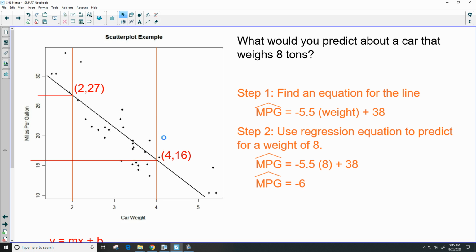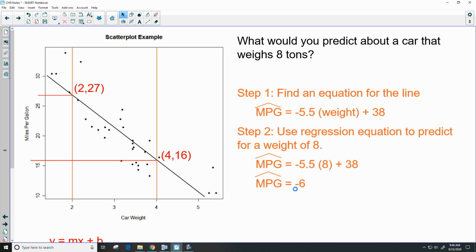So what does that mean? That means if a car weighs 8 tons, it would get negative 6 miles per gallon. So before even starting it, or if you went 1 mile, you'd get negative miles per gallon. I don't think that's possible. So we've got a big problem here. I want you to think about why this answer is wrong.